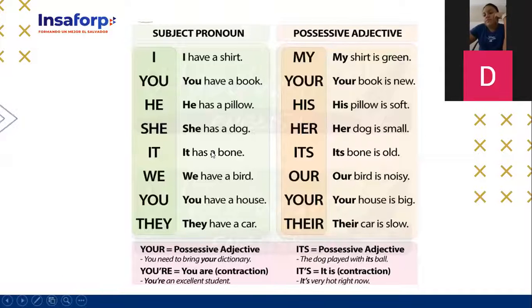Okay, now I have some examples. For example, I, que es el pronombre que significa yo. I have a, have significa tener. I have a shirt. Y my posición, ¿verdad? Algo que poseo, que yo tengo. I have a shirt. Yo tengo una camisa. My shirt is green. Mi camisa es verde. You have a book. Tú tienes un libro. Your book is new. Tu libro es nuevo. He has a pillow. His pillow is soft. Él tiene una almohada. Su almohada es suave. She has a dog. Her dog is small. Ella tiene un perro. Su perro es pequeño.